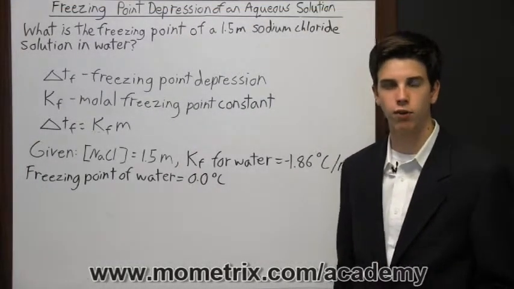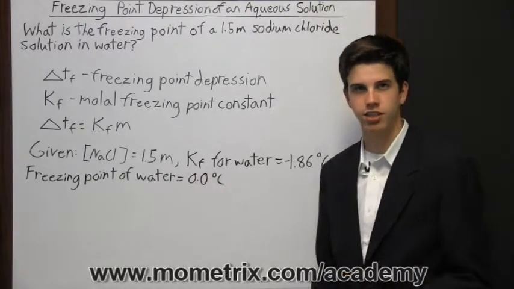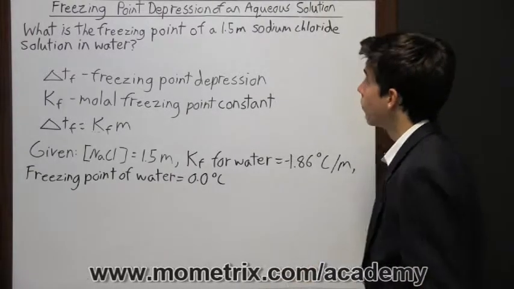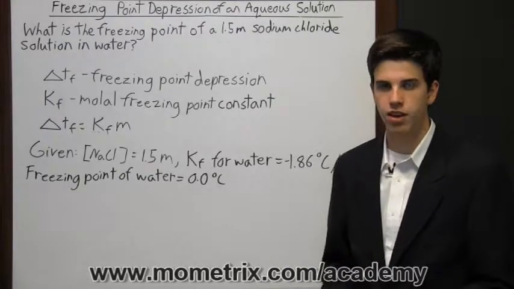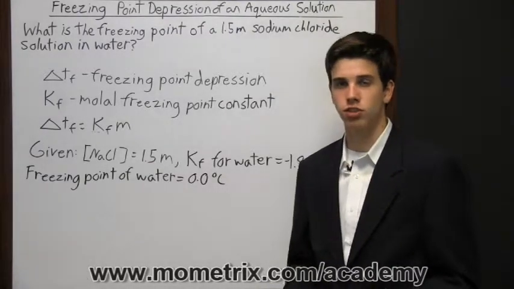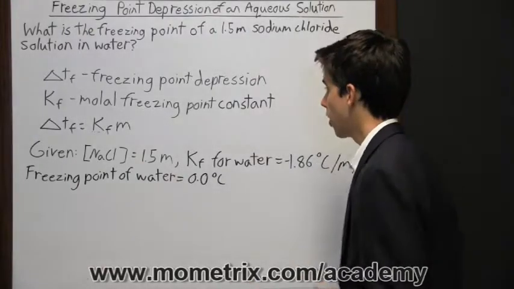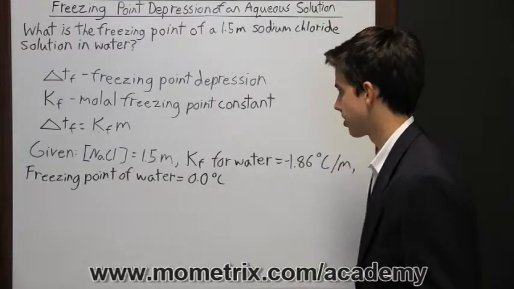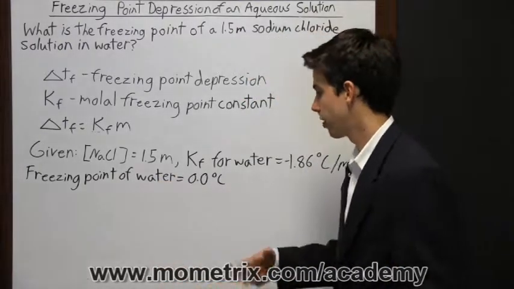The freezing point of a 1 molal solution of a non-volatile solute decreases by a constant amount for a given solvent. So basically, freezing point depression deals with a solute and a solvent. And by adding the solute to the solvent, its freezing point decreases. So if you take water, for example, it freezes at 0.0 degrees Celsius.